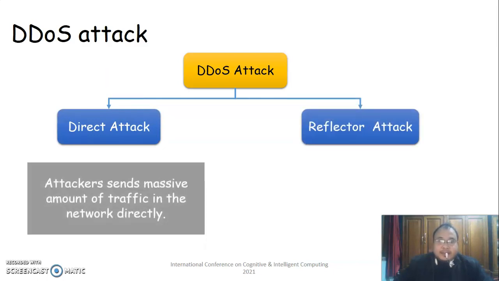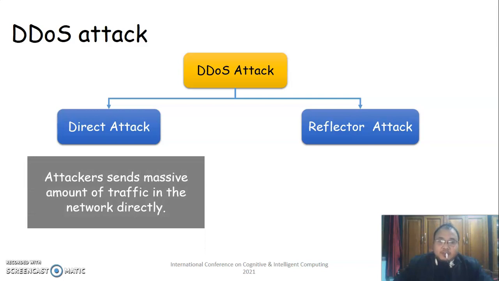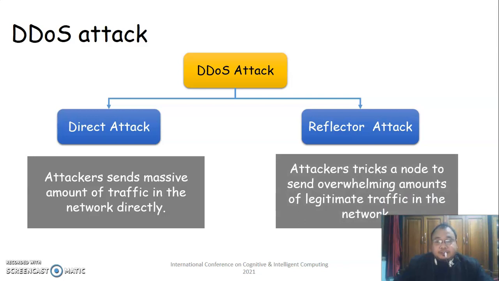In direct attack, the attacker sends a massive amount of traffic into the network directly. But in case of an indirect attack, attackers, let's say, use a node or trick a node to send multiple amounts of legitimate traffic in the network to overload the traffic. So these are the two types of DDoS attack.